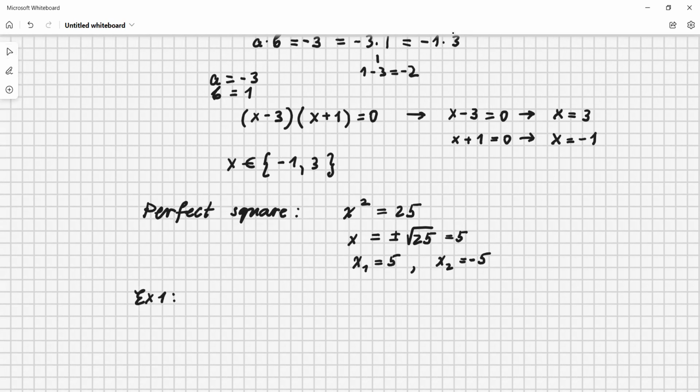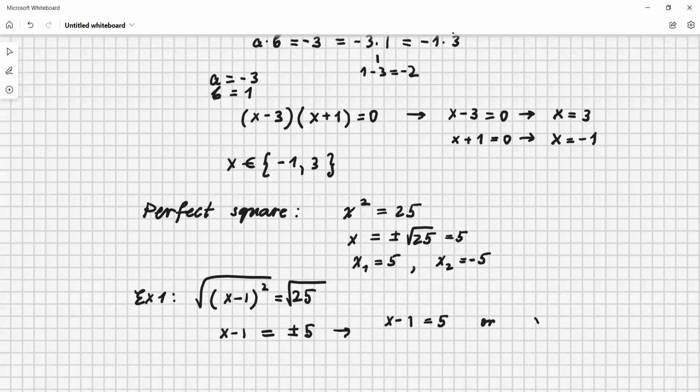Example number 1 again. What if we have (x minus 1) squared equals 25? How are we going to solve this one? A more complicated version. Well, we're still going to extract the square root of both sides. x minus 1 equals plus minus the square root of 25, which is 5. Now, plus minus 5 means that x minus 1 can be equal to plus 5, or x minus 1 can be equal to minus 5.